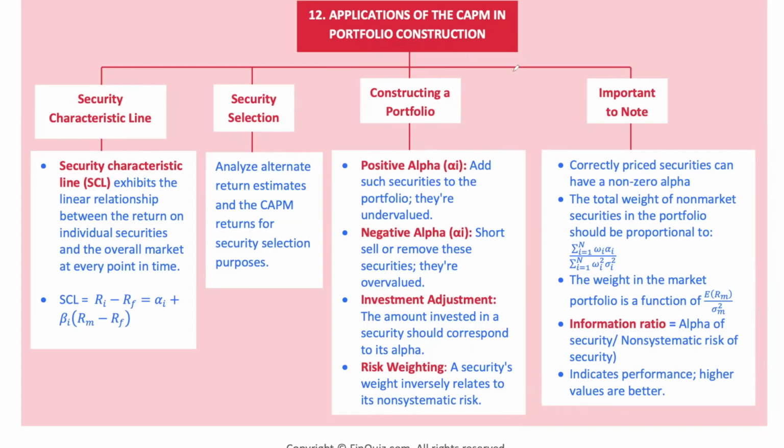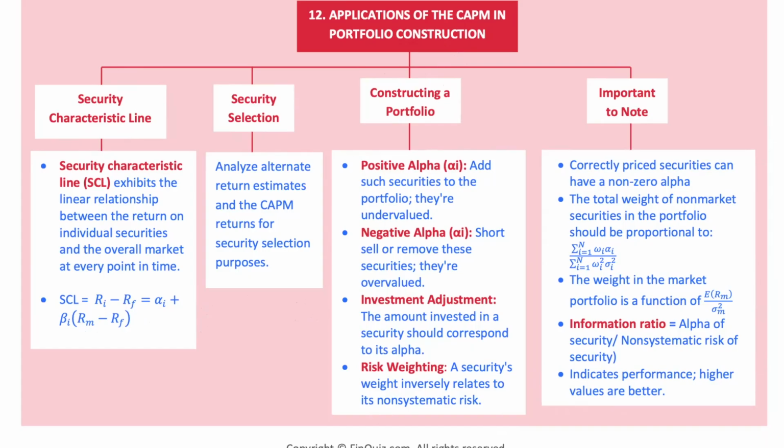It's not just a theory you memorize for the exam. It's the framework that helps real investors spot undervalued stocks, balance risk, and build smarter portfolios. When you hear analysts talk about alpha, beta, or risk-adjusted performance, this is exactly what they're doing behind the scenes. And honestly, once you get the hang of it, it's kind of cool. CAPM gives you a logic for every investment move. Add what's undervalued, trim what's overhyped, and always weigh return against risk. That's portfolio management in a nutshell.